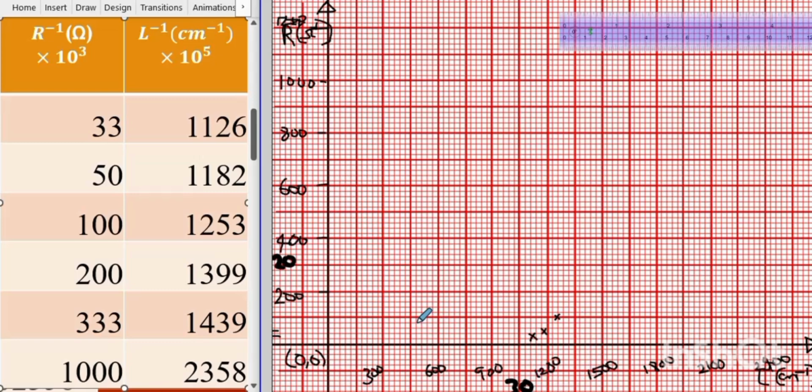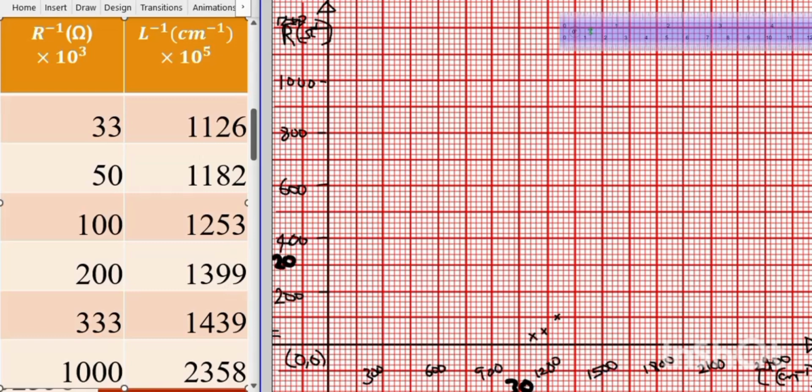Then we have 200. 200 is very easy to locate. This is 200 against 1399. That's approximately 1400, right? We don't have 1400 here. So let's see, 1399 is close to what? I think that is 1200. That's just almost in the middle.